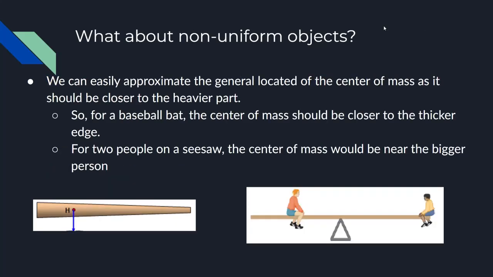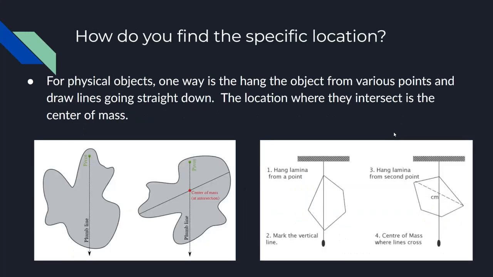Now, what about non-uniform objects? Well, just like with the AP1, you should have an idea that the center of mass generally will be located closer to the heavier object. That's pretty much the extent that the AP1 cares about. So if we have a baseball bat, one end is thicker and bigger and heavier than the other end, so it makes sense that the center of mass wouldn't be in the middle, but more towards that side. Same thing about two people on the seesaw; it should be closer to the bigger person. Nothing crazy there.